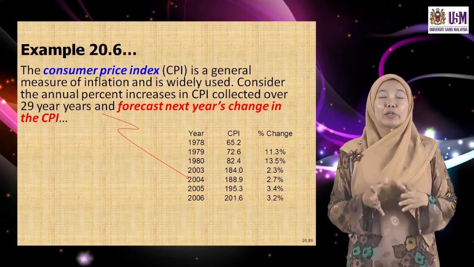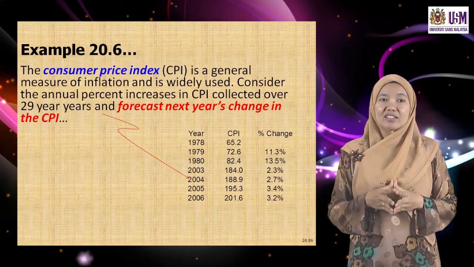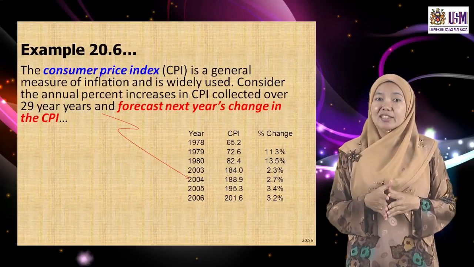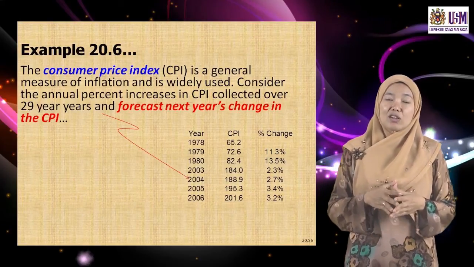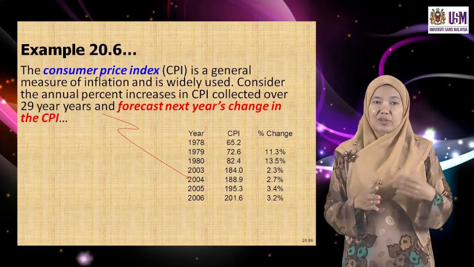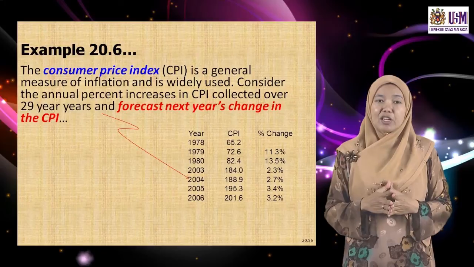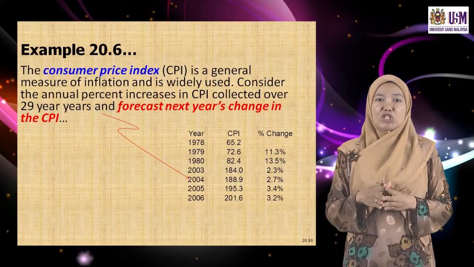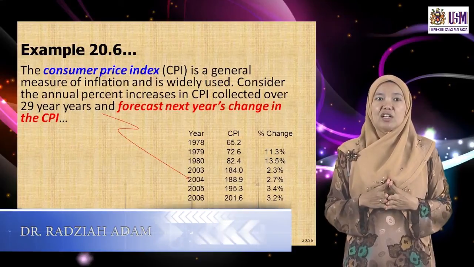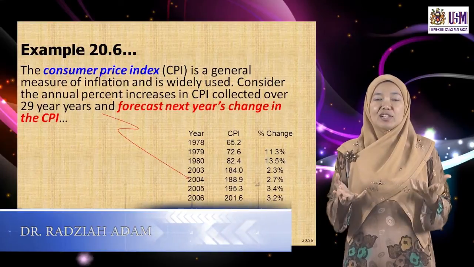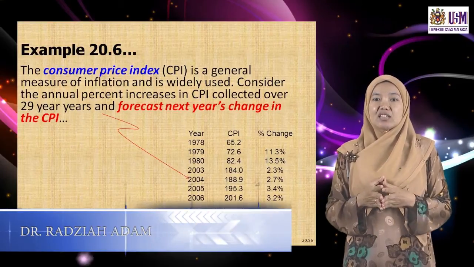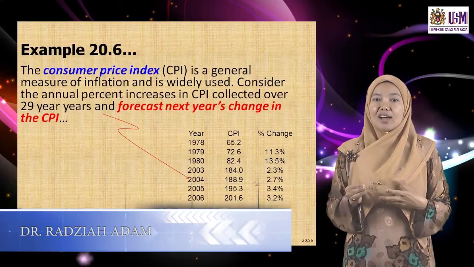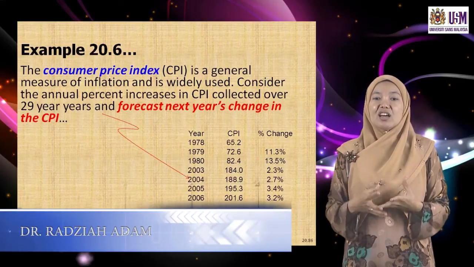We are still discussing example 20.6. In this case, we are discussing forecasting using the autoregressive model. So let's look at the consumer price index. This is something that all economists, or students of economics, must think of, you must think of yourself as a student of economics at all times. So consumer price index, or in short CPI, is a general measure of inflation, and it is a widely used measure. In this case, we are considering the annual percentage increase in CPI, collected over 29 years, and you need to forecast the next year's change in the CPI.